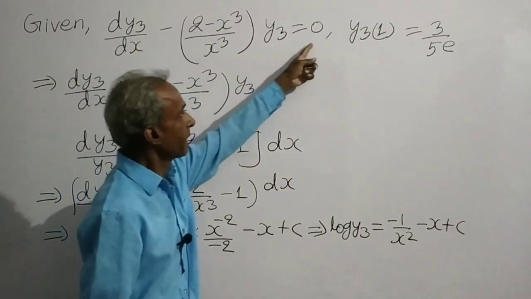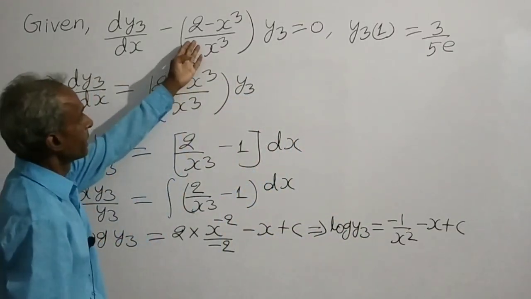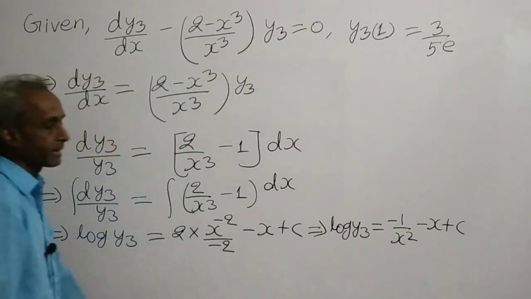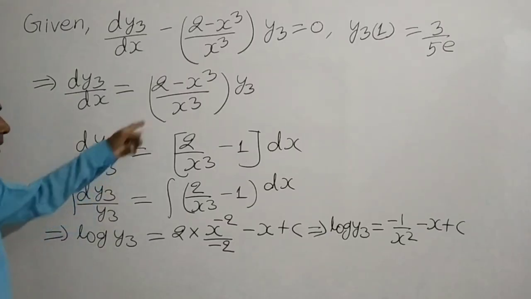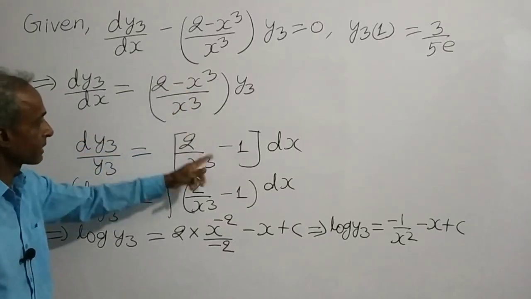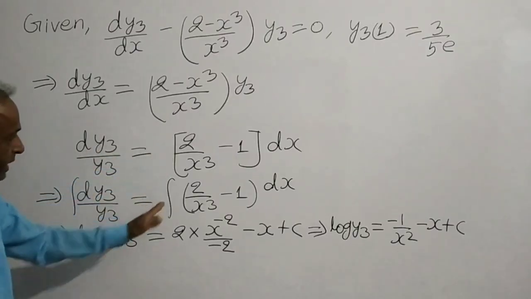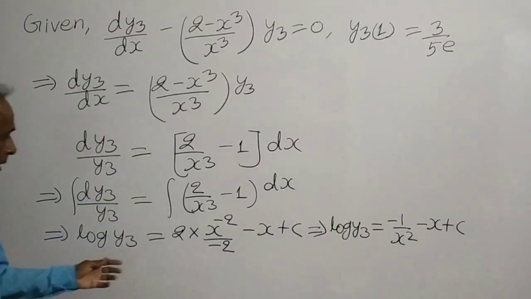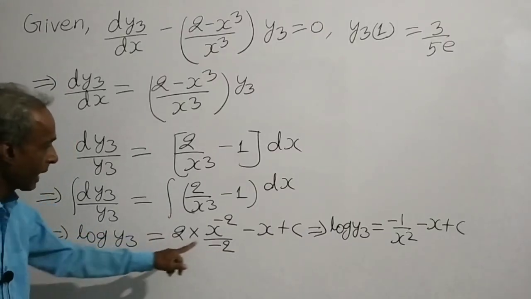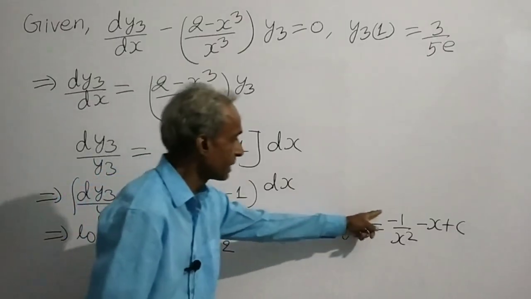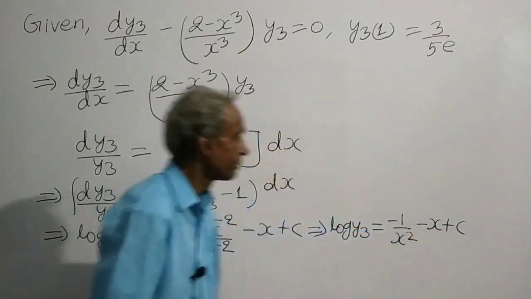This is given in the question. This is also given in the question. We shift this on the right hand side. Separate variable. Write 2 minus x cube by x cube like this. Integrate both sides. This 2 and this 2 will be cancelled out. And here will be minus 1 by x square minus x plus c.